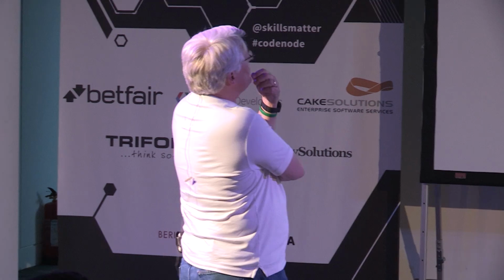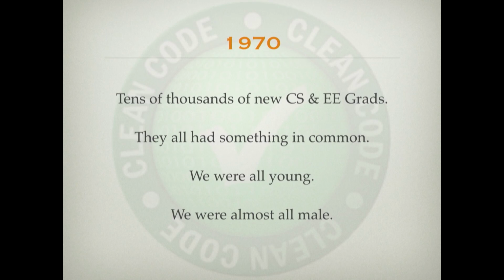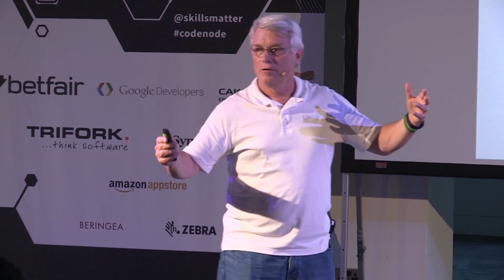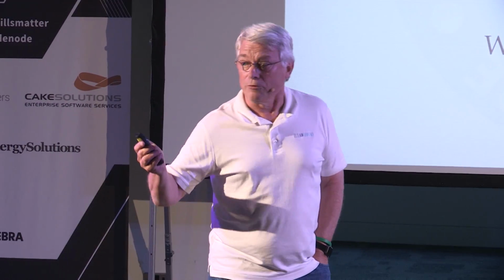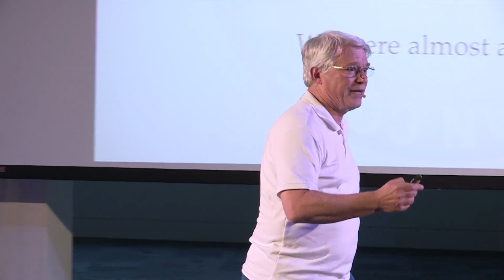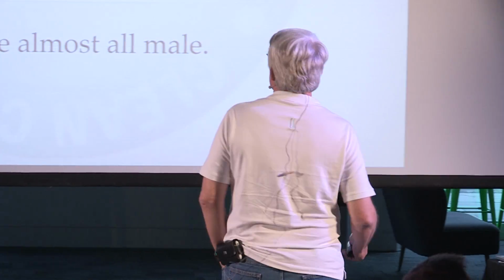By 1970, tens of thousands of new computer science and EE grads were starting to come out of the schools. There were now computer science courses that you could take in college. And the perception amongst the students was, this was the career. If you could get into computers, you were going to do well. And they were right, of course. That was a great career decision to make.